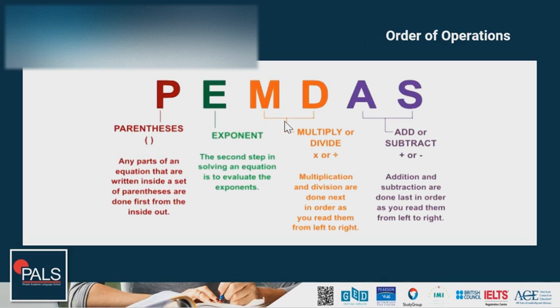Let's start with the first letter. The first letter is P. P stands for parentheses. It means any parts of an equation that are written inside a set of parentheses are done first, from the inside out. E stands for exponent. The second step in solving an equation is to evaluate the exponents.